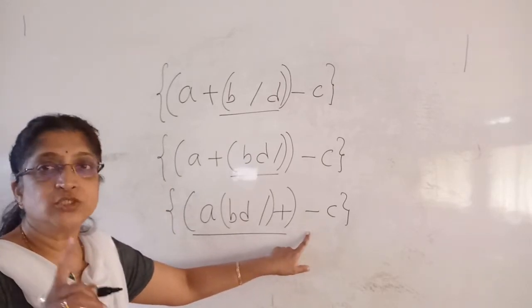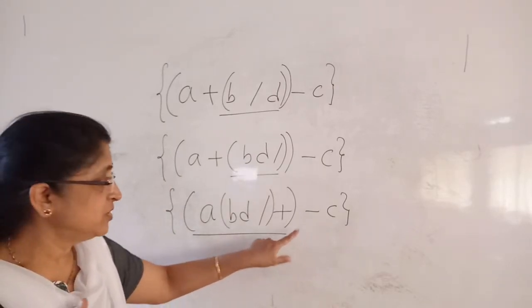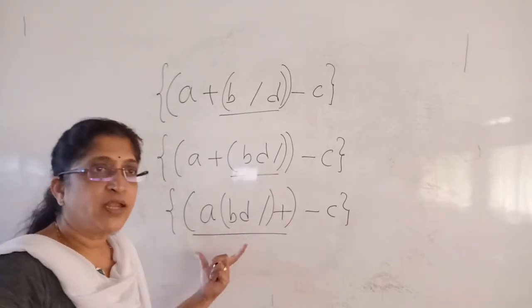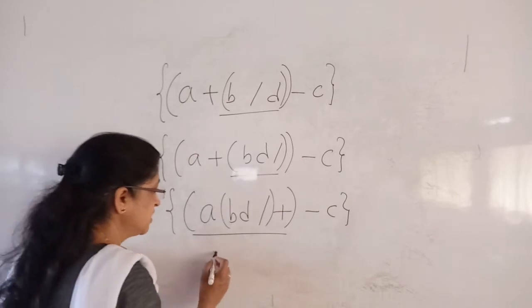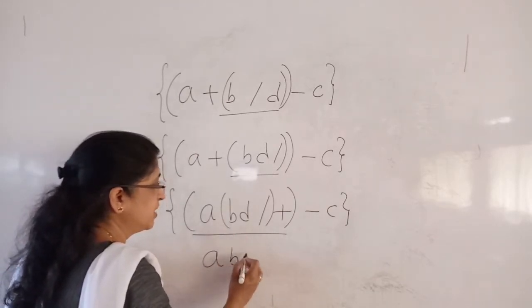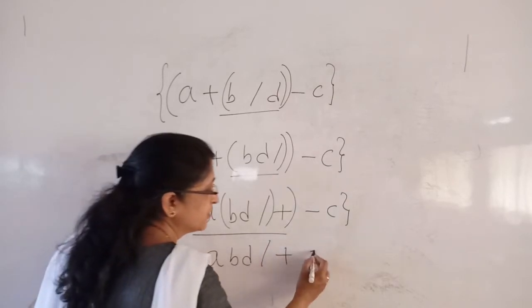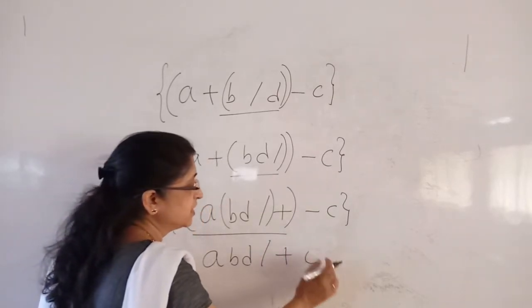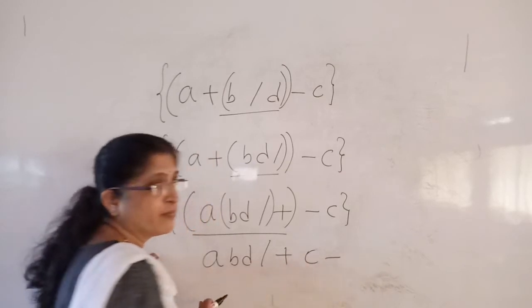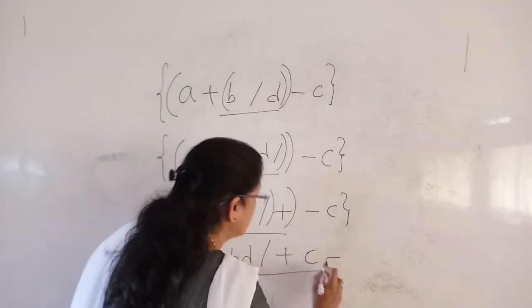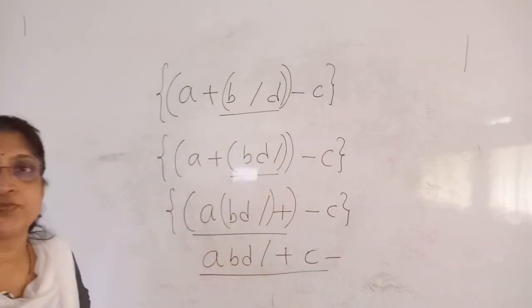Now we have minus to be converted. For the subtraction, this is the first operand, and C is the second operand. So write the first operand first. It is A, B, D slash plus, then the second operand is C, then write minus. I have removed all the parentheses. So this is the postfix form of this expression.